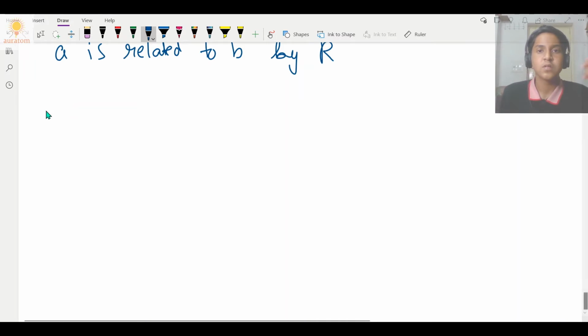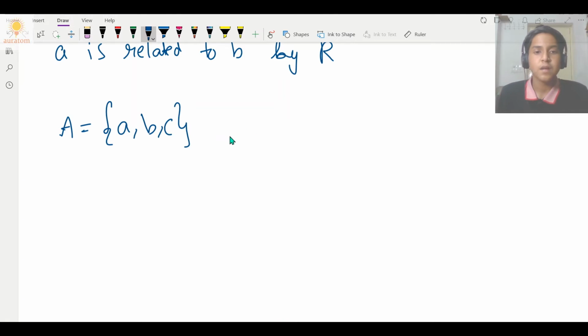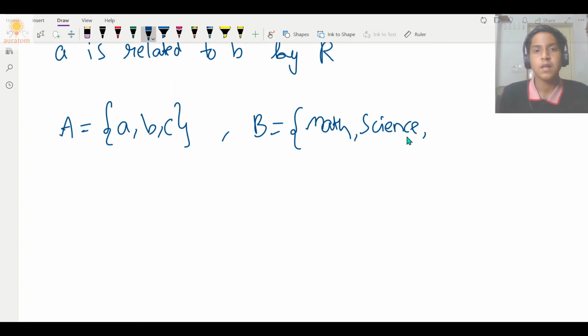Let me say that there is a set A which consists of students, let's name them A, B and C, and there is a set B which consists of some subjects like math, science, and let's name arts. Okay, these are the sets.